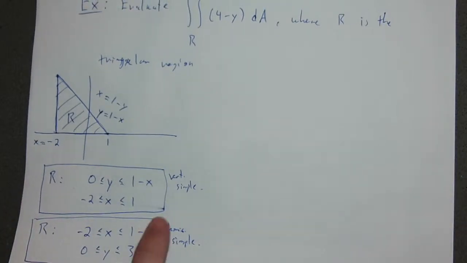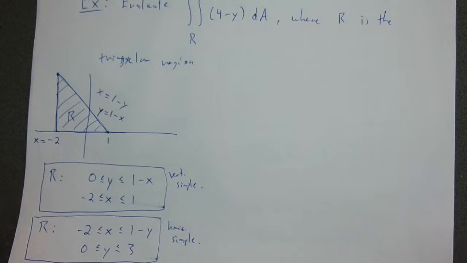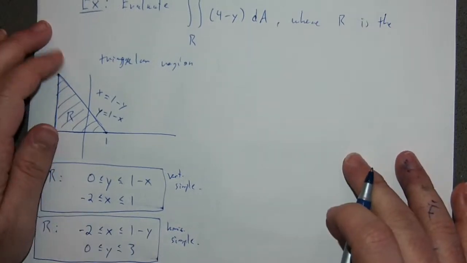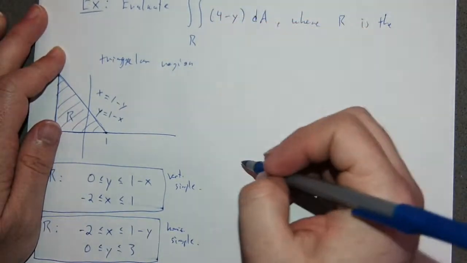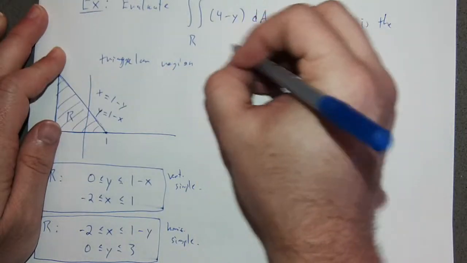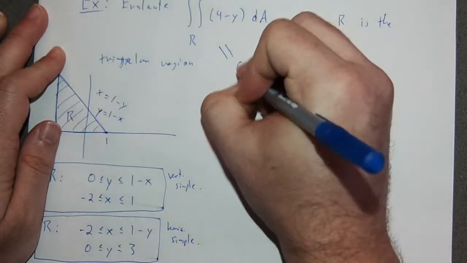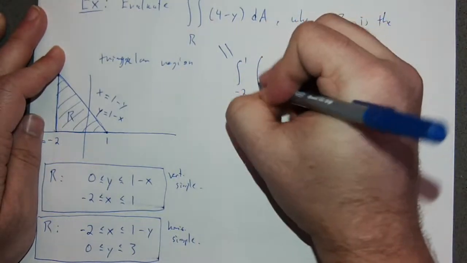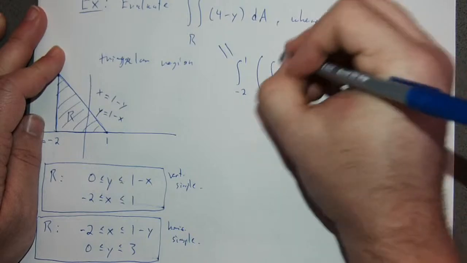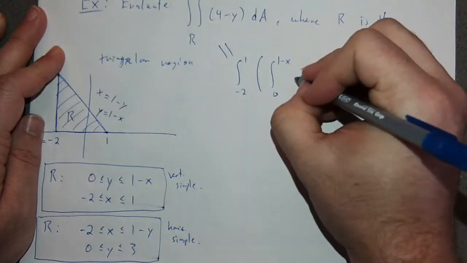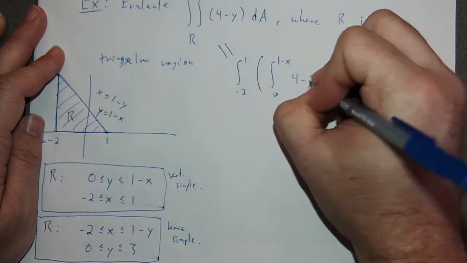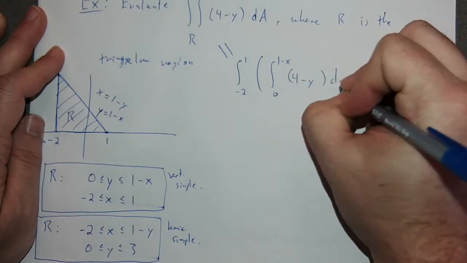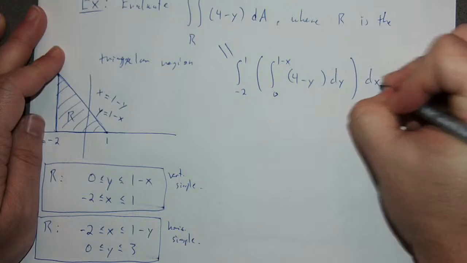I'm going to use the vertically simple one again, but I encourage you to work through this using the horizontally simple one, and who knows, maybe I'll do it here in a second anyway. So I want to compute this integral. So what is this? This is equal to the integral from minus 2 to 1 of the integral from 0 to 1 minus x of 4 minus y dy dx.